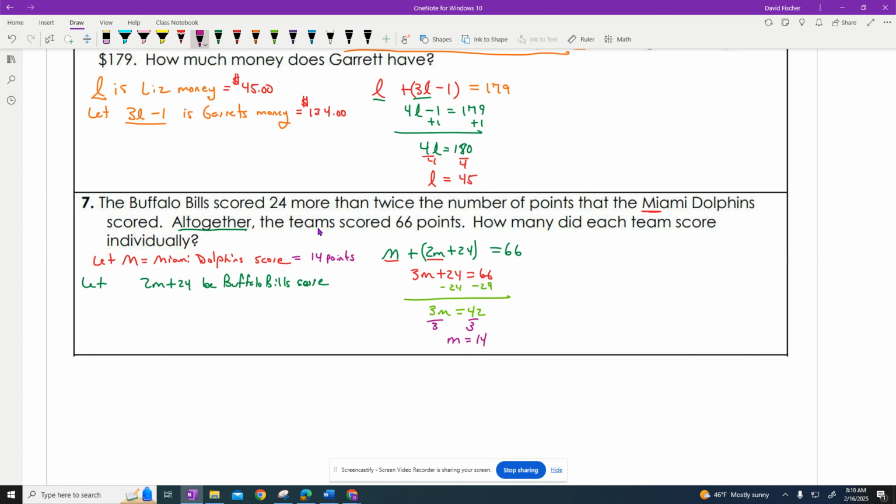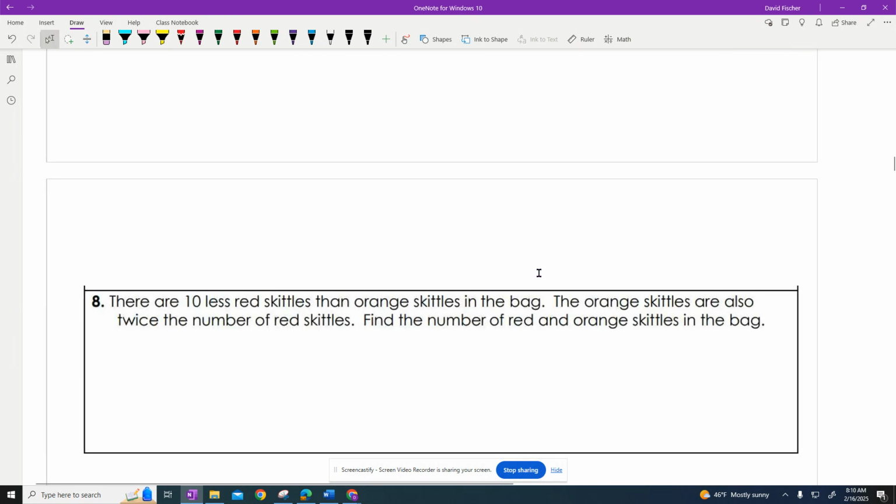Now I'm going to put that 14 in for the M in the next one to find out the Bills score. So 14 times 2 is 28, plus 24. And that would mean they got 52 points. All right, so Buffalo Bills got 52. Miami Dolphins got 14. Hopefully you're getting the hang of this, okay? All right, let's see if you can do this one on your own.